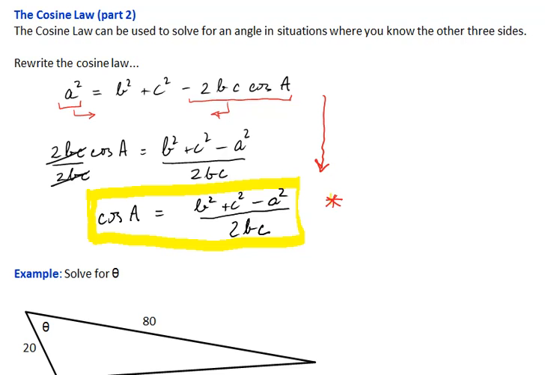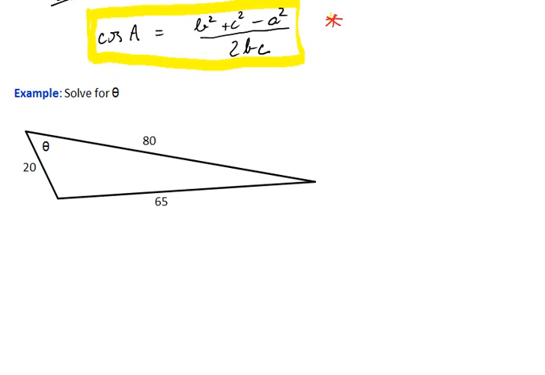Let's look at how to use this equation. So here's an example down below where we need to solve for angle theta. So angle theta will be my angle A. I'll actually rename it angle A up here. And let's call this B and let's call this C. So that the 65 is equal to little a and the 80 is little c, and across from the b we have little 20. So we have our values for a, b, and c, and we're trying to figure out what angle A is. So that's a perfect situation for this second version of the cosine law.